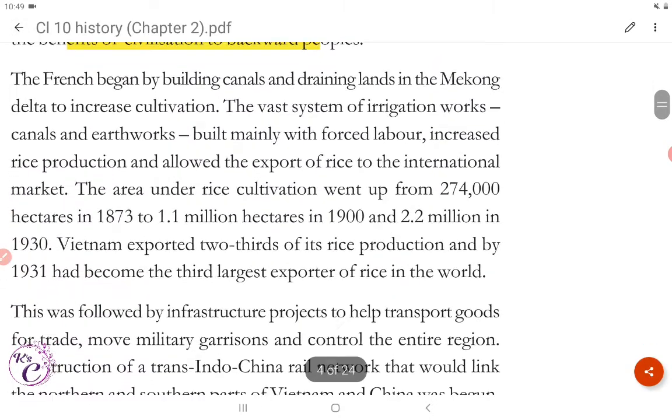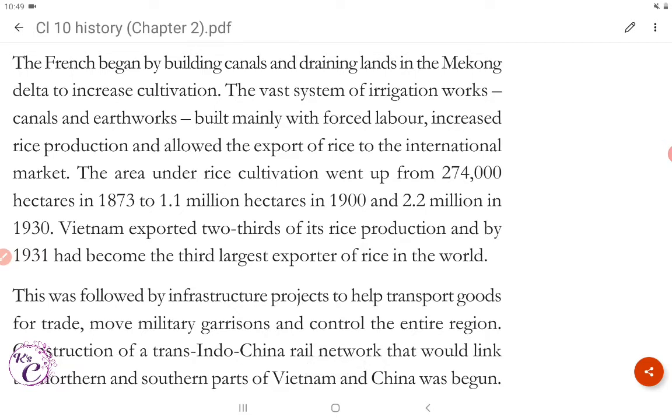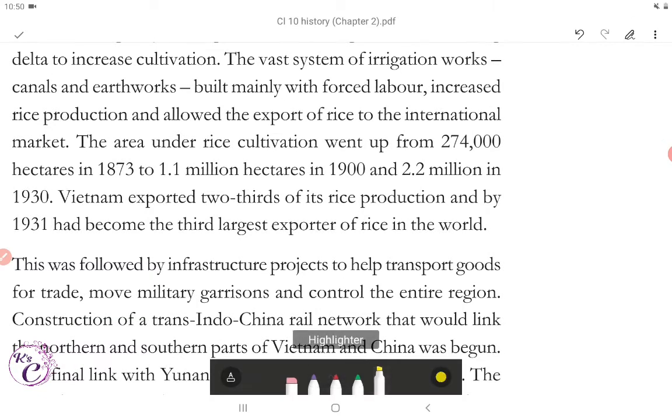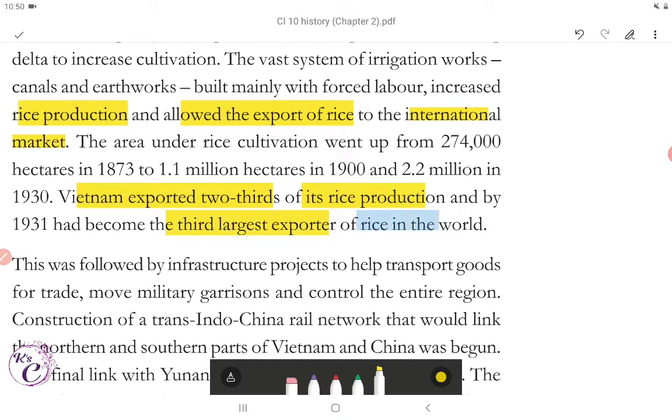The French began by building canals and draining lands in the Mekong Delta to increase cultivation. The vast system of irrigation works, like canals and earthworks, built mainly with forced labor, increased rice production and allowed the export of rice to the international market. The area under rice cultivation went up from 274,000 hectares in 1873 to 1.1 million hectares in 1900 and 2.2 million in 1930. Vietnam exported two-thirds of its rice production and by 1931 had become the third largest exporter of rice in the world.